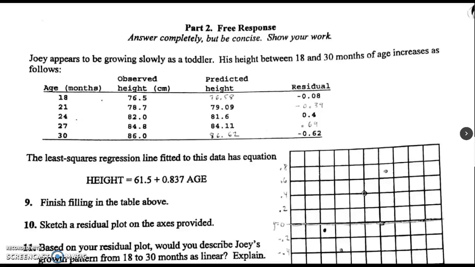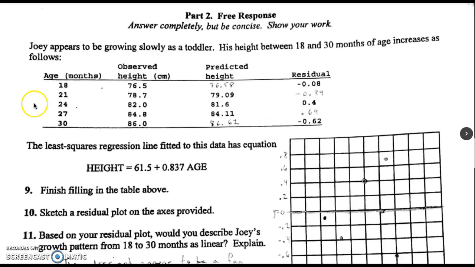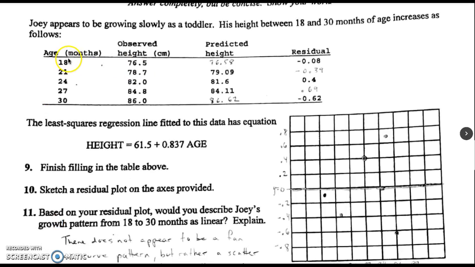We're looking at the free response section of the Chapter 3C practice test. First question, there's some instructions. We're going to read them. It says, Joey appears to be growing slowly as a toddler. His height between 18 and 30 months of age increases as follows. So we see his age, his observed height, predicted height, there were a couple blanks on your paper, and residual, there were a couple blanks on your paper.